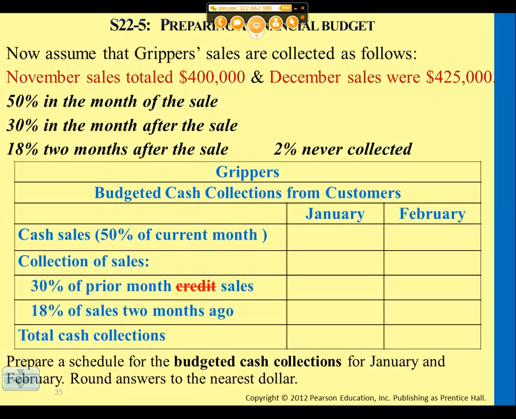All right, so how are we going to calculate this? We have cash sales of 50% of current month. And then we have some collections of sales, 30% of prior month sales, 18% of sales 2 months ago, and then total cash collections. So try for literally 2 minutes. So some cash sales 50% of current month. What is the current month? All right. Do we know anything on current month, January?